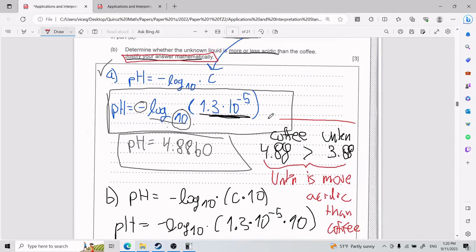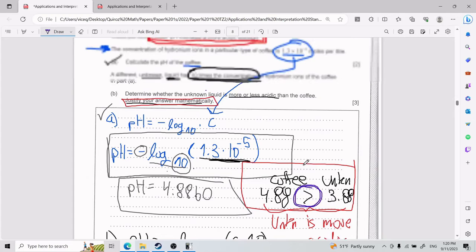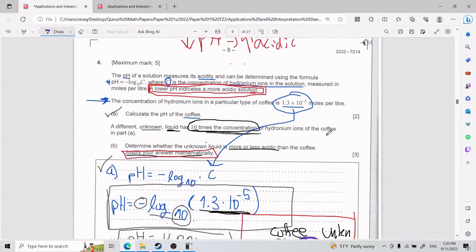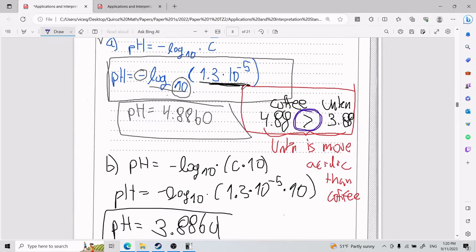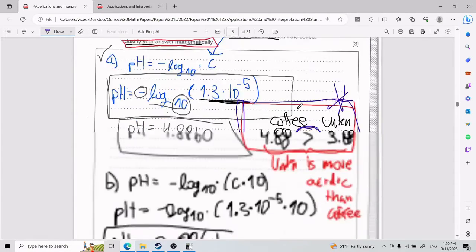One way you can do it is literally putting it like this. See, you're saying which number is bigger with this special sign. That right there is how you justify mathematically by saying that 4.88 is greater than 3.88. Another way you can do it is simply graphing it and comparing it from there. But I think this right here is way more intuitive. But anyways, that is how you solve number 4.